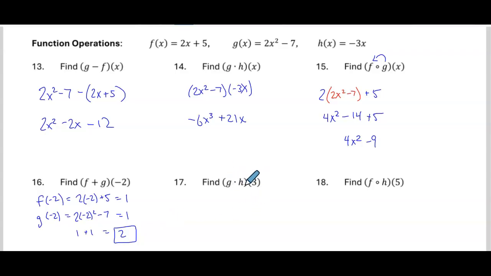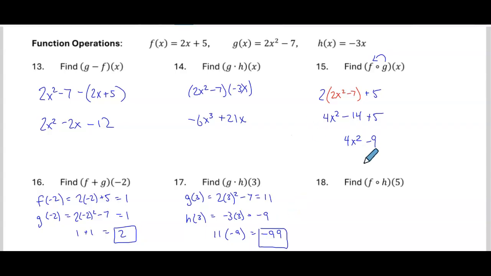Okay, g times h. So g of 3 is 2 times 3 squared minus 7. So that's 9 times 2 is 18, minus 7 is 11. H of 3 would be negative 3 times 3. Negative 9. It says to multiply, so 11 times negative 9 equals negative 99.